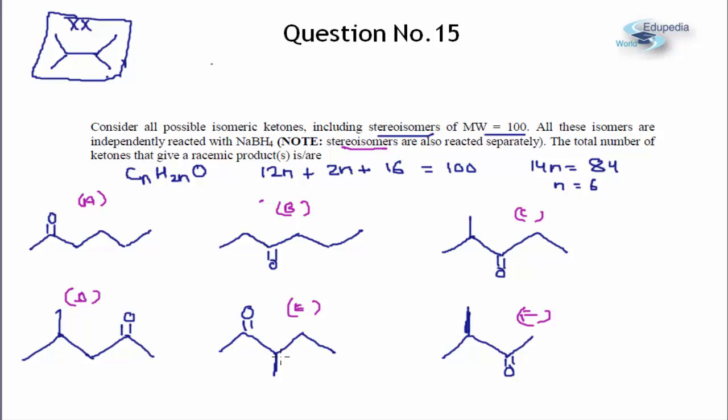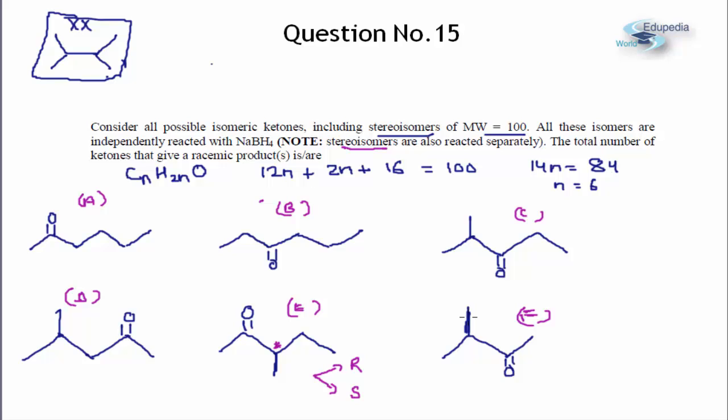If I come to E, now E is a very interesting case, because in E this particular carbon has a methyl group and an ethyl group attached to it. So clearly this is a chiral carbon and it will have two isomers, both R as well as S. So here we will get two structures and both are being reduced with NaBH4 separately. And finally in F we do not have any chirality because this carbon has two methyl groups.